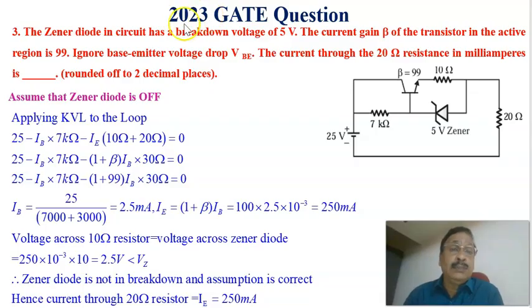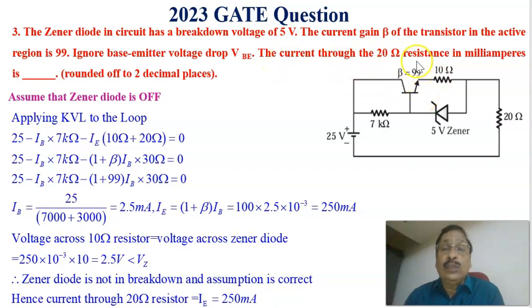Now let us see the third problem of the 2023 GATE question. The Zener diode in the circuit has a breakdown voltage of 5 volt. This is the circuit. The current gain beta of the transistor in the active region is 99, that is beta equal to 99. Ignore the base emitter voltage drop, that is VBE drop is neglected.